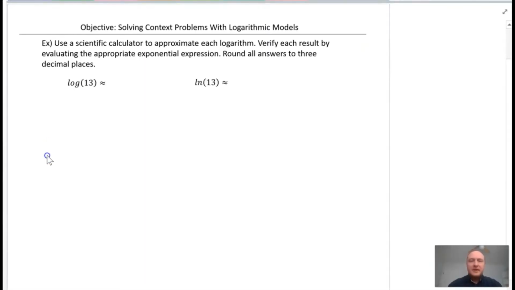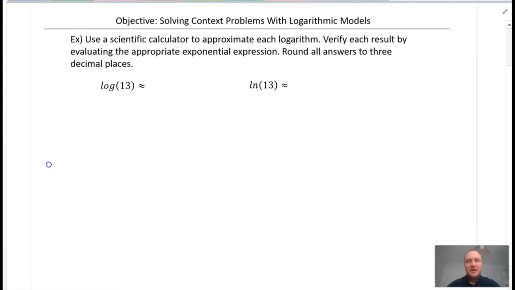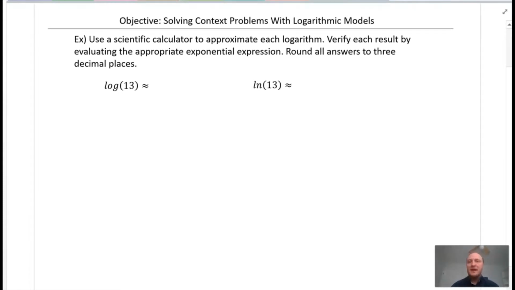So let's go ahead and use our scientific calculators to approximate each logarithm, verify each result by evaluating the appropriate exponential expression, and round all answers to 3 decimal places. So we're going to plug these into our calculators. Log of 13. It's important to note that this is log base 10 of 13. You will find this on your calculator.